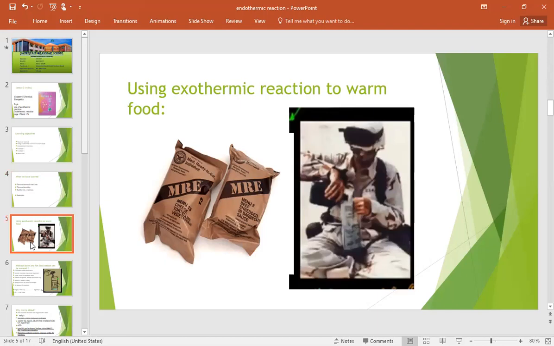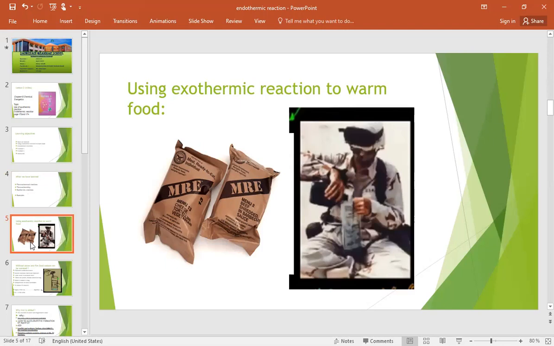Mostly for the modern army, they don't carry a stove or a campfire. They use what we call a radiation heater. And what they do, they carry the food rations in a bag.